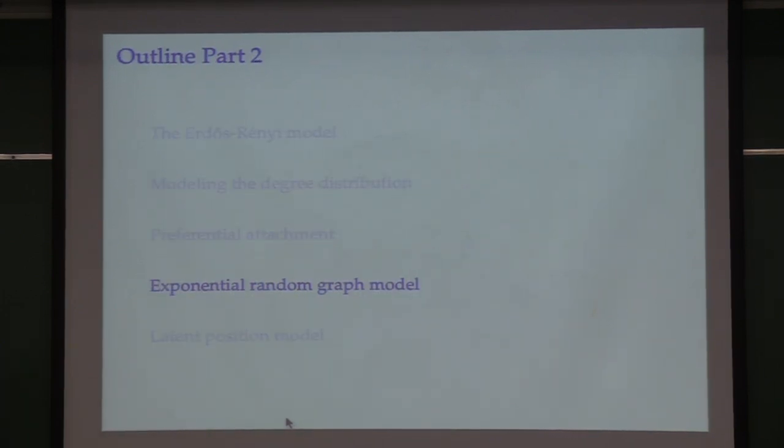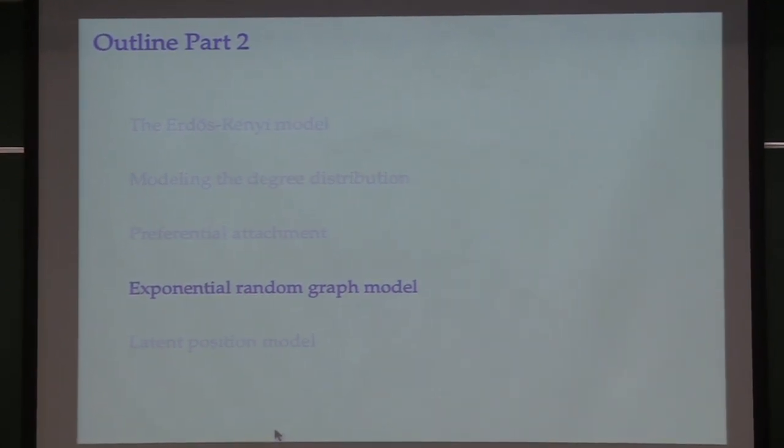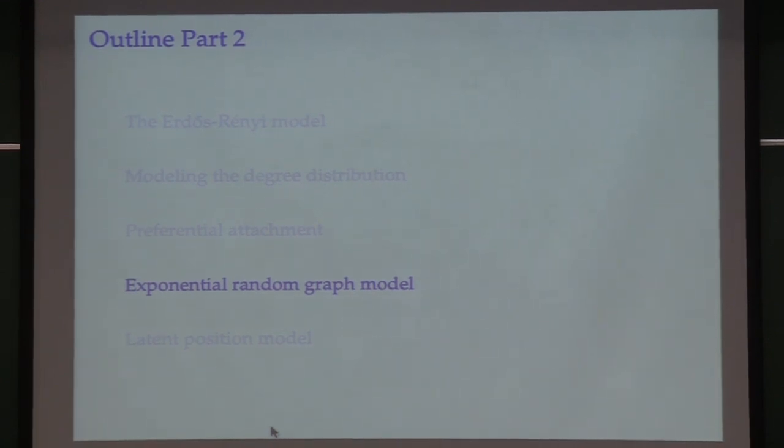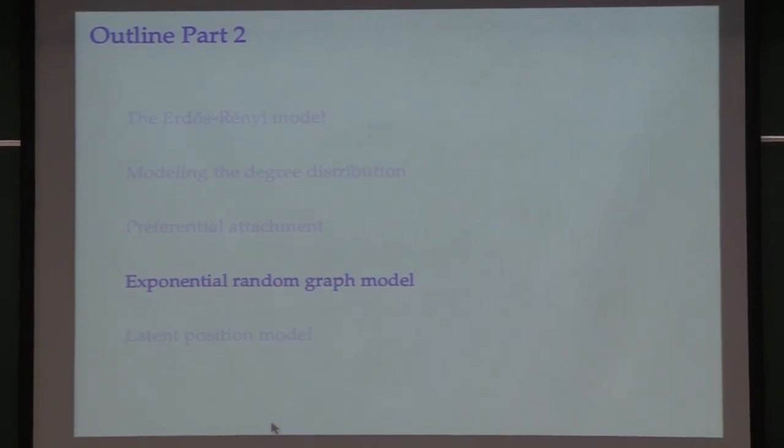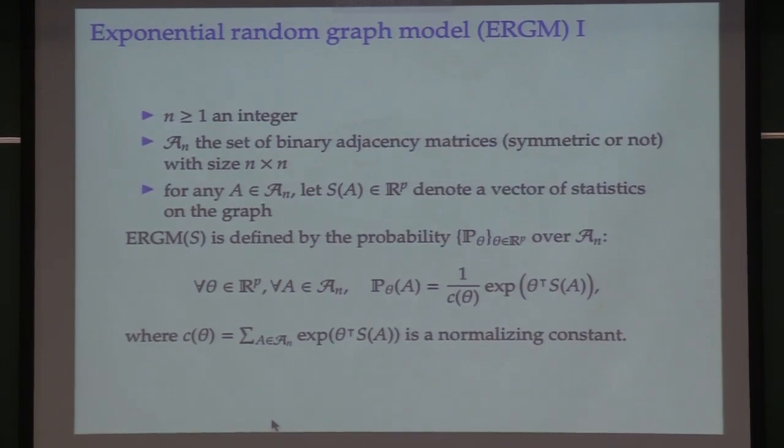Okay, exponential random graph model. So this is the most statistical model, I would say. Exponential random graph. The name comes from the exponential family of distributions in statistics. So the idea is that you take an integer n, and you consider A_n, the set of binary adjacency matrices, which can be symmetric or not, with size n times n.